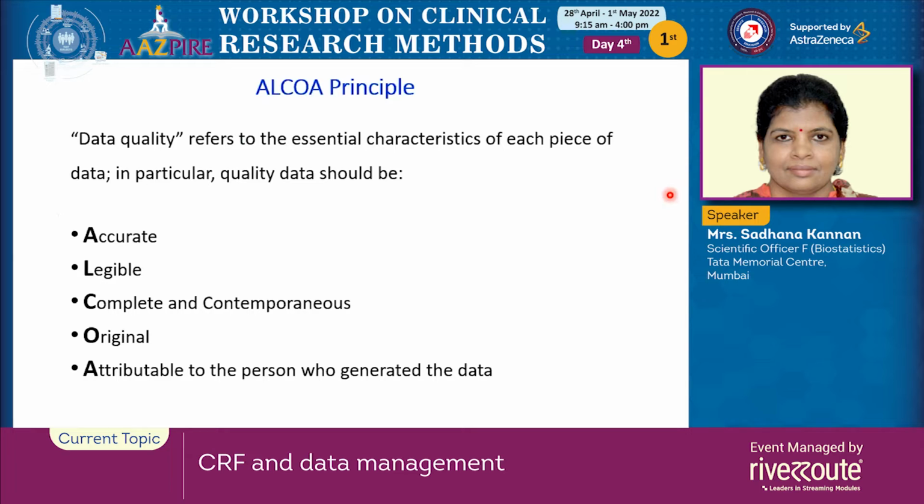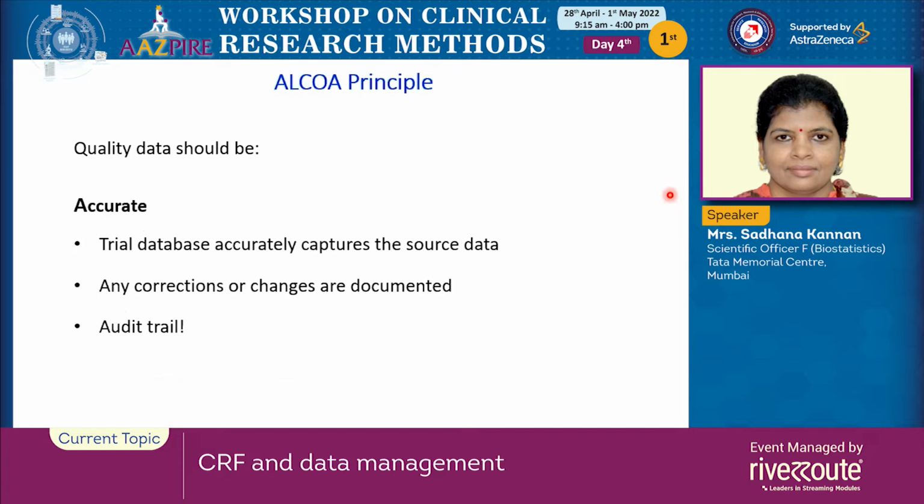We can use the ALCOA principle. It mainly talks about your data quality. Okay? So, data quality, you should be very careful in whatever data you collect. Every small piece of information which you're collecting should have a proper value. So you follow this principle. One, it should be accurate, it should be legible, it should be complete and contemporaneous, it should be original, and it should be attributable to the person who generated the data.